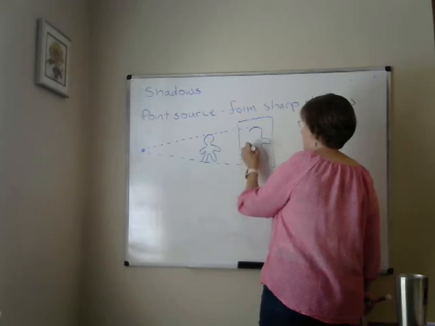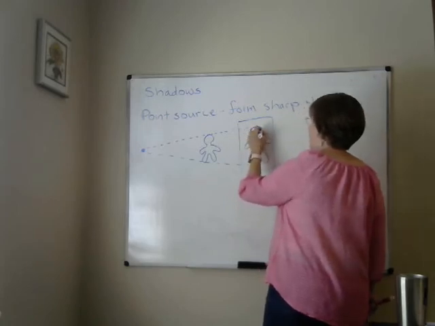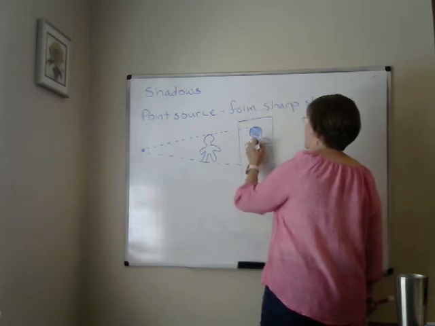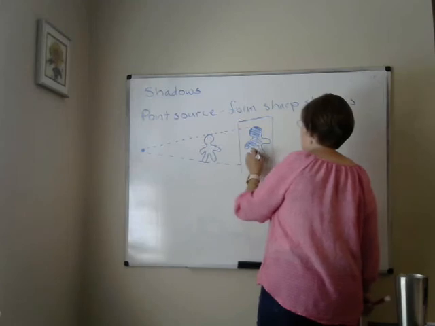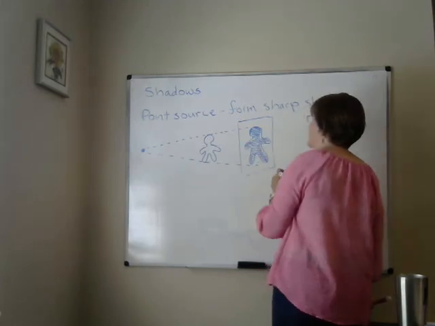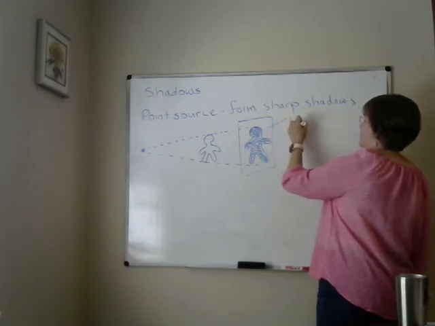And that shadow will probably be fairly dark and fairly sharp. This very, very dark shadow is called an umbra.